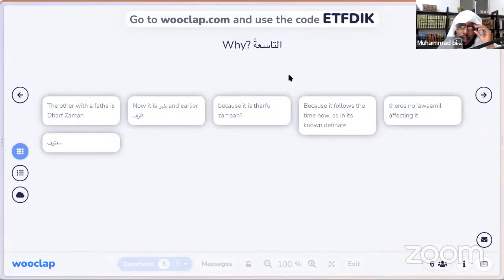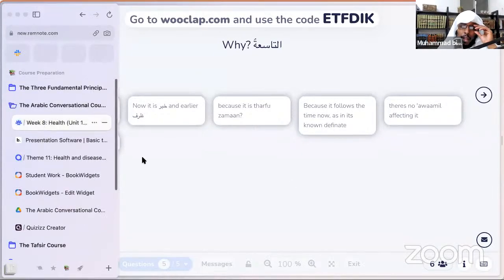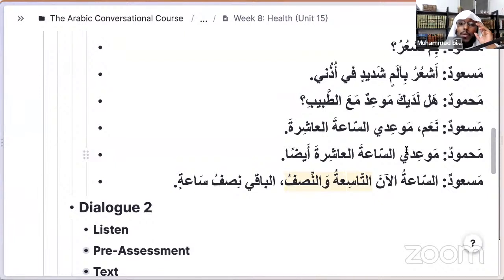Okay. أحسنت. بارك الله فيك. Because it is ظرف الزمان, or like someone has put it here, now it is خبر and earlier it was ظرف. أحسنت. So let's go back to that again. And this one موعدي الساعة العاشرة أيضا. This one is ظرف. Okay. In other words, my appointment is at 10 o'clock. Okay. At 10 o'clock.